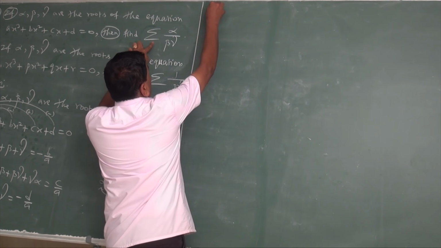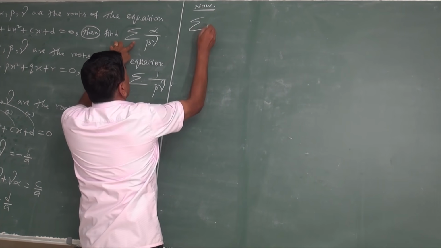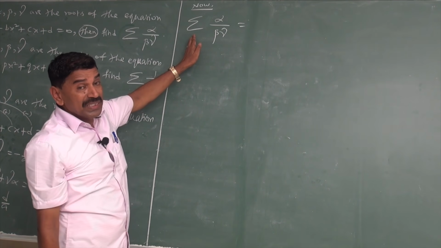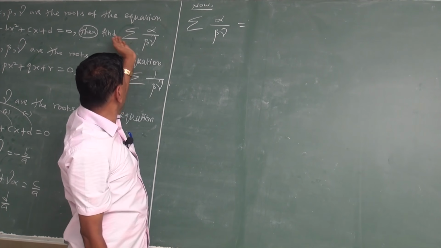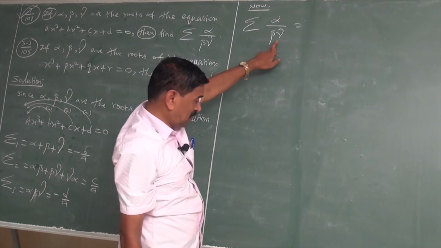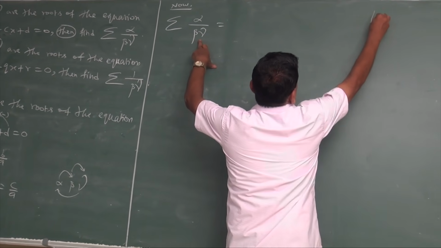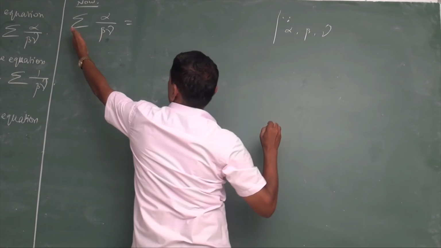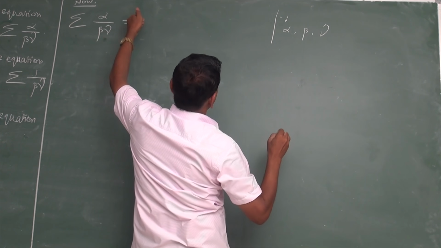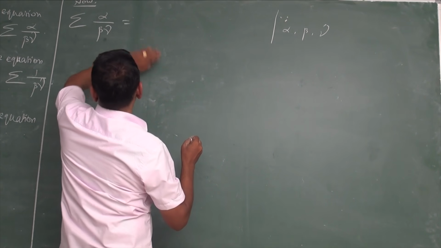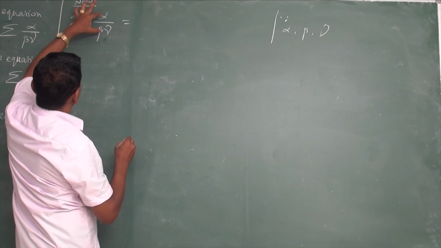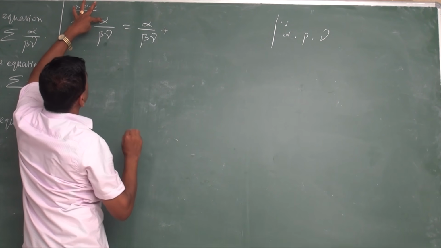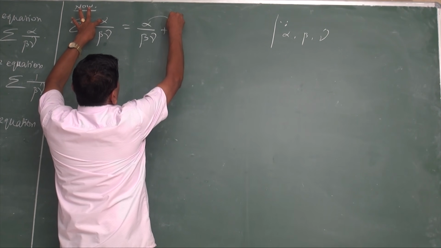Now sigma alpha by beta gamma is equal to, here sigma means summation, and there are three elements, so we can use cyclic order. Now listen to the rough work. Since the three roots are alpha, beta, gamma, and sigma means a summation, we want to use a sum of three terms by cyclic order. The first term stays as it is, that is alpha by beta gamma, plus now alpha to beta.